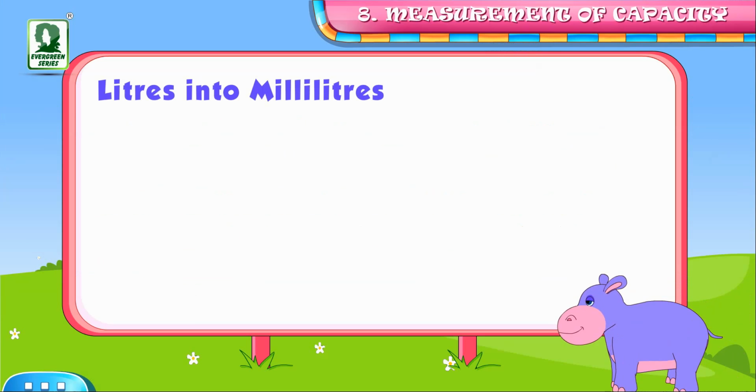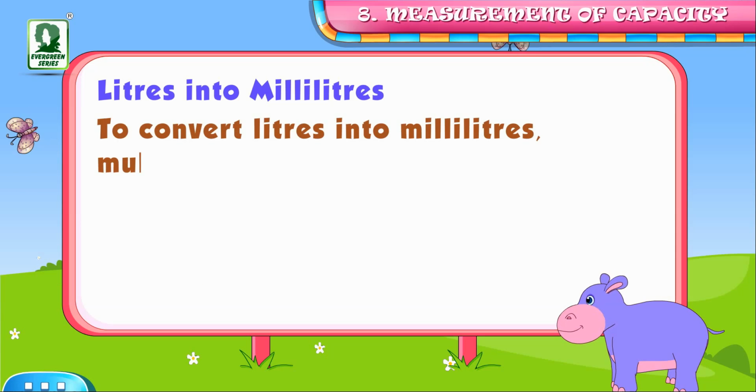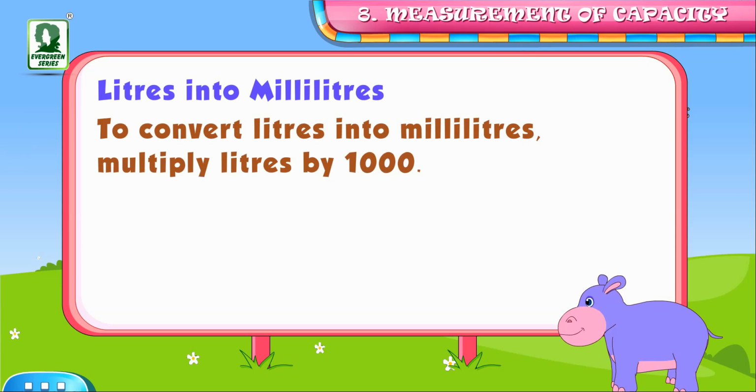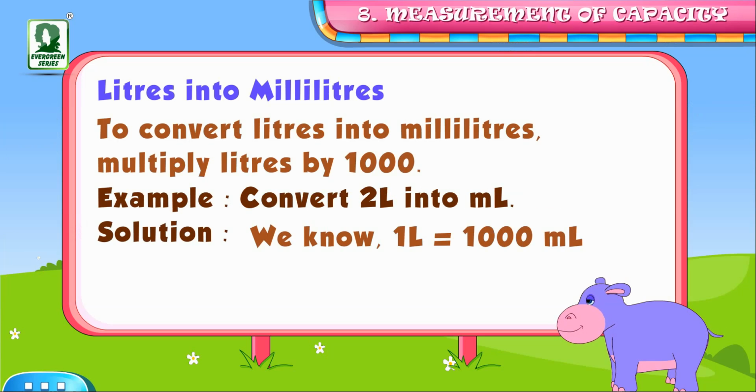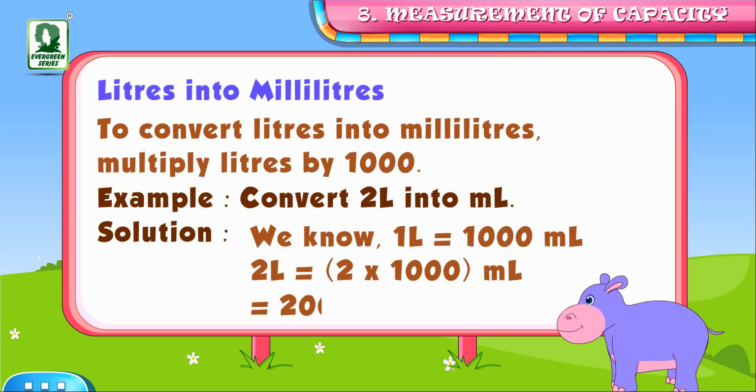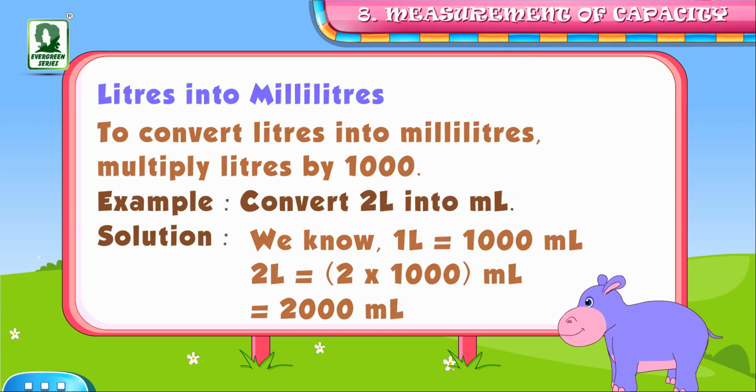Liters into milliliters. To convert liters into milliliters, multiply liters by 1000. Example: convert 2 liters into milliliters. Solution: we know that 1 liter is equal to 1000 milliliters. So, 2 liters is equal to 2 multiplied by 1000 milliliters. We will get 2000 milliliters.